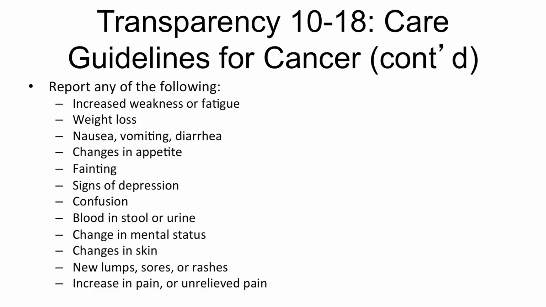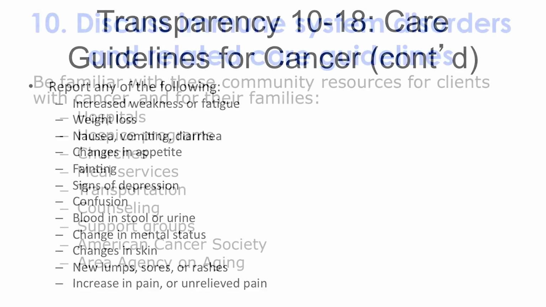Now, these are things that we need to make sure we report: increased weakness or fatigue, weight loss, nausea, vomiting, diarrhea, changes in appetite, fainting, signs of depression, confusion. If there's any blood in the stool or the urine, any changes in the skin or mental status, or any new lumps, sores, or rashes. How about the pain? Always make sure we address the pain. The pain needs to be addressed fully. Is there an increase in pain? Is there a decrease in pain? Is there pain that's not being relieved with whatever medication is being given? We need to make sure that we look into that.